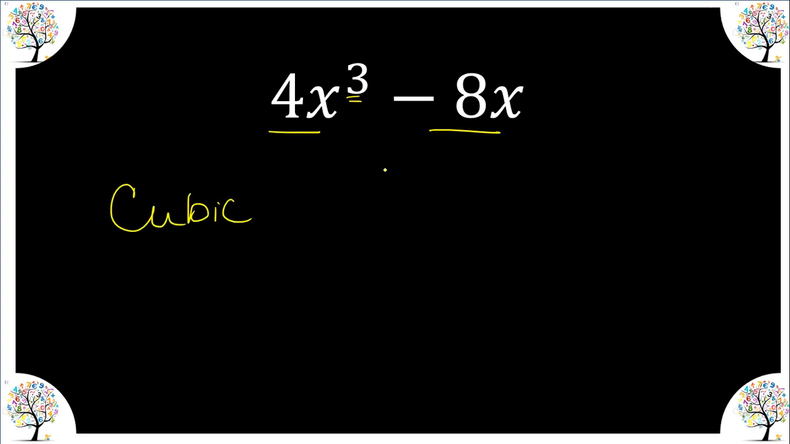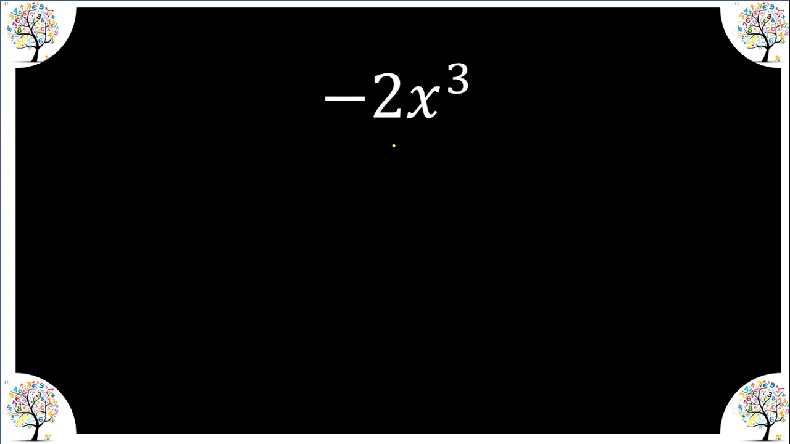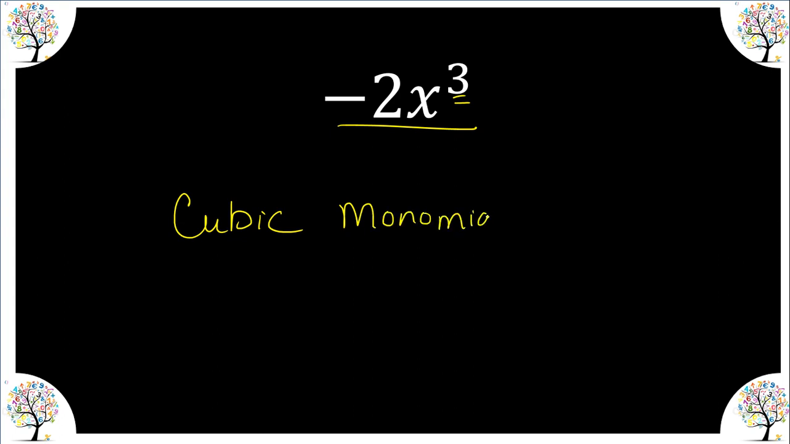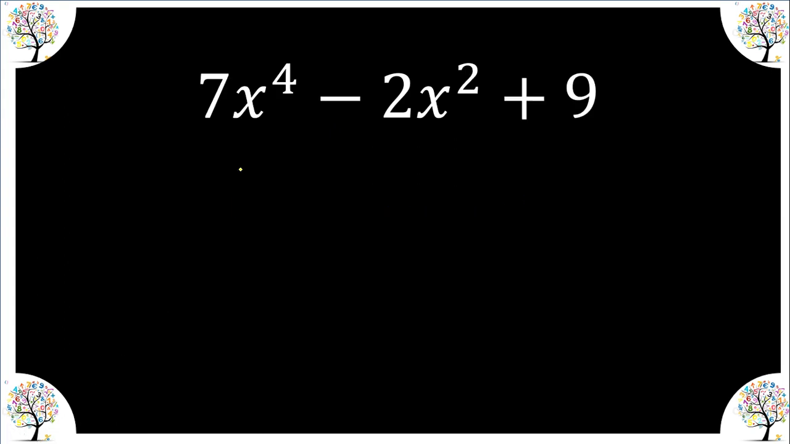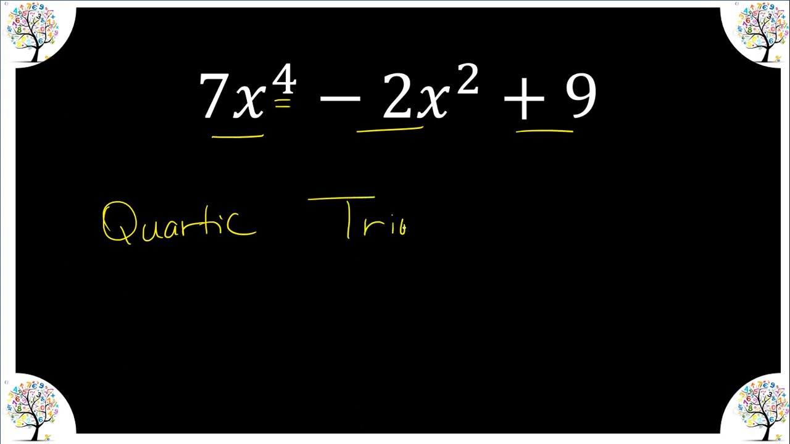We have 2 terms, so that's a binomial. Here we have a degree of 3. Again, that's a cubic. We have 1 term, so that's a monomial. Here we have a degree of 4, and that is a quartic. We have 3 terms, so that's a trinomial.